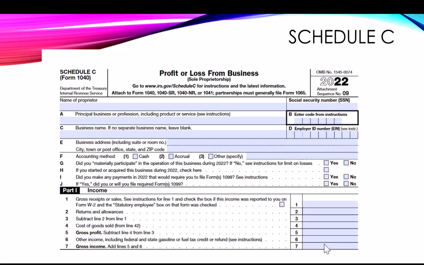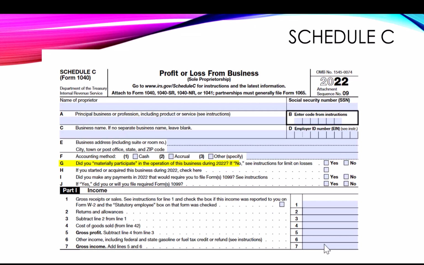We place all of our business activities from sole proprietorships onto a Schedule C. As you can see, the Schedule C has locations for the name of the business owner, as well as the name of the business and the location of the business. Most individual taxpayers are going to use a cash basis accounting method. And here we see question G asks whether you materially participated in the operation of the business during 2022.